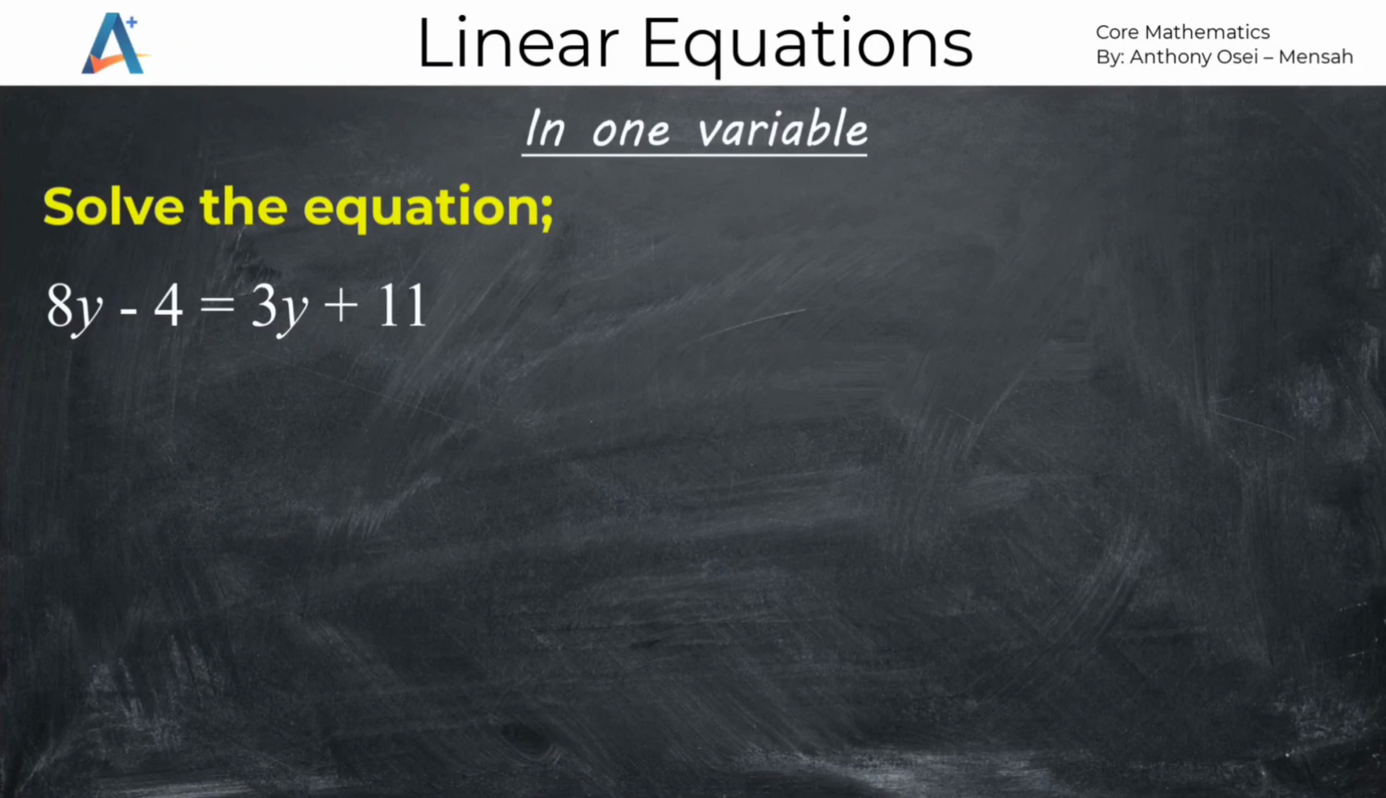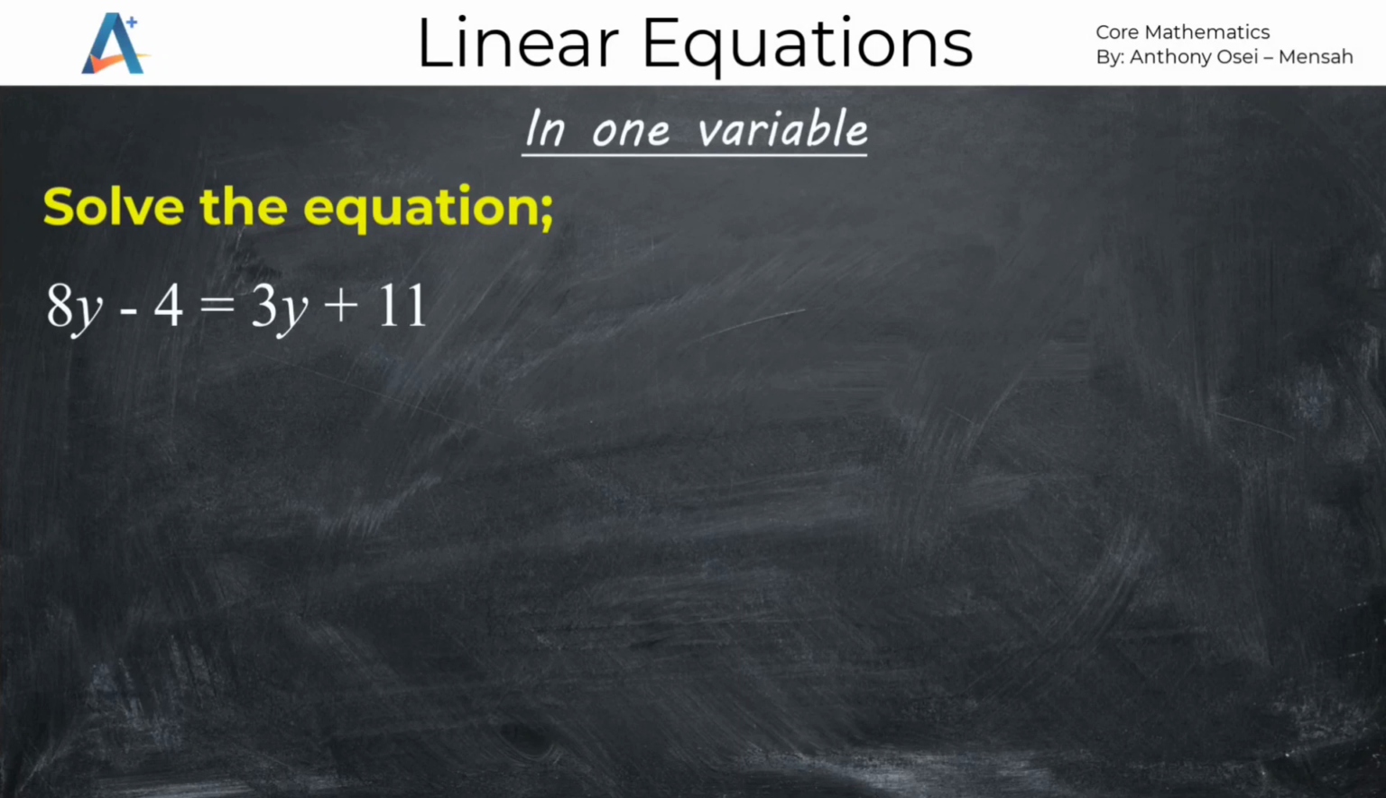Since there is no power for y, we know in maths a variable without a power is in power 1. So y power 1, making this a linear equation in one variable. Now let's continue. We have 8y at the left hand side and 3y at the right hand side. Since we are solving, we are supposed to make y stand alone or get the value of y. So we have to group like terms.